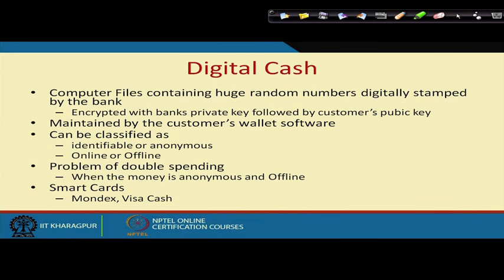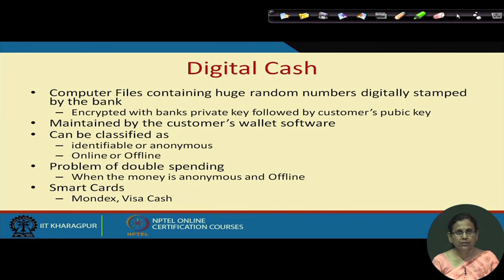Now, it is maintained by the customer's wallet software. It can be classified as identifiable money or anonymous money. It can be online or offline. If it is identifiable, then a separate protocol is used; if it is anonymous, then that separate protocol has to be used. In case it is online, the user needs to be connected to the bank while the transaction takes place, and if it is offline, the transaction can take place even without the bank's involvement in between.